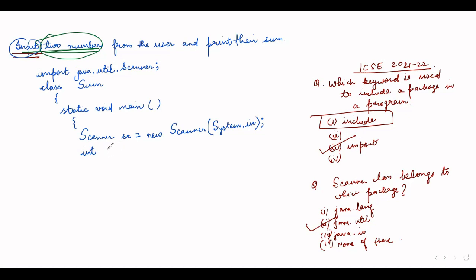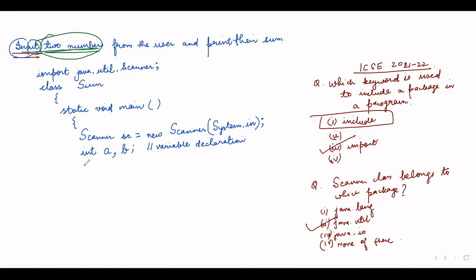Then I will declare two variables. Say the first variable is a and the second variable is b. So how do we write? int a, b; semicolon. So this particular statement is known as variable declaration. Here, I have declared two variables. I have not initialized any variable.